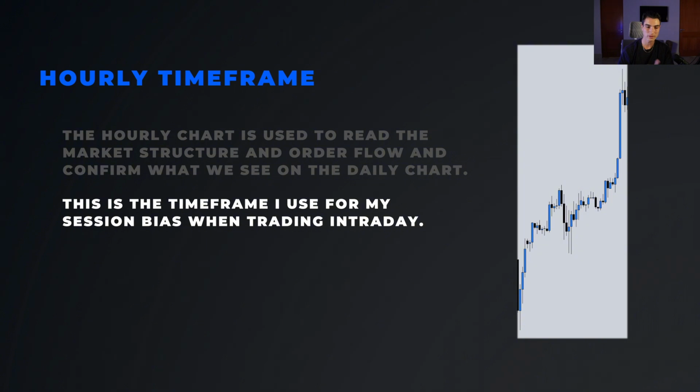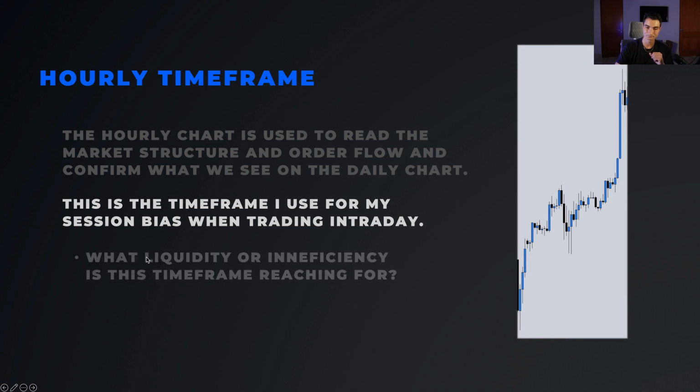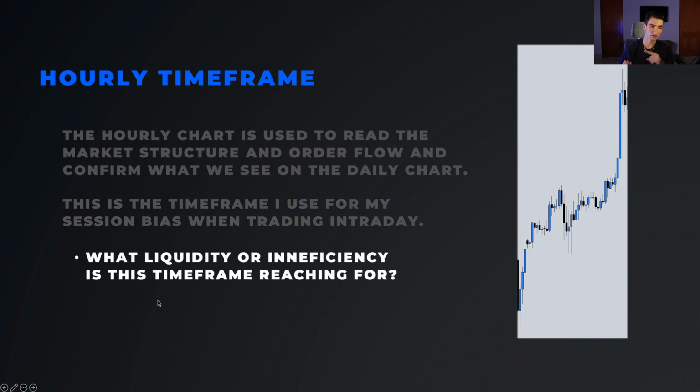Whenever I'm framing a bias for the session, like for the AM session, do I want to be a buyer or a seller? Or for the PM session, do I want to be a buyer or a seller? What I'm looking at is the hourly time frame. I'm using this for my bias as to whether I want to focus on higher or lower prices in the session. Then I'm mapping out what liquidity or inefficiency this time frame is reaching for. We're already expecting it to deliver either higher or lower to some liquidity or inefficiency on the daily, and then we're simply refining that to the hourly time frame.